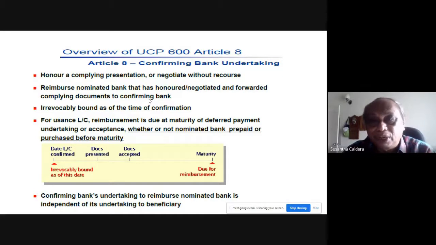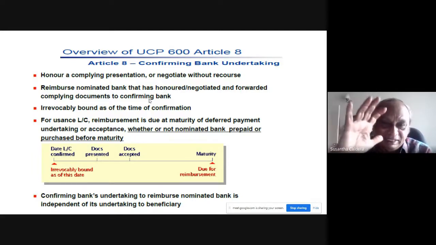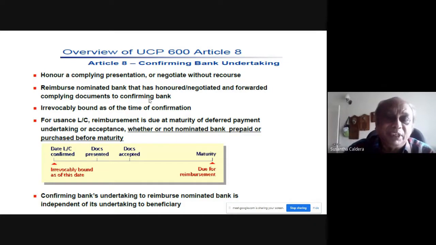Now, when it comes to Article 8, the confirming bank's undertaking to honor a complying presentation is very much similar to the obligations and responsibilities of an issuing bank. It's a mirror. Just like the issuing bank's undertaking, the confirming bank has everything, right? It's almost the same thing, right?